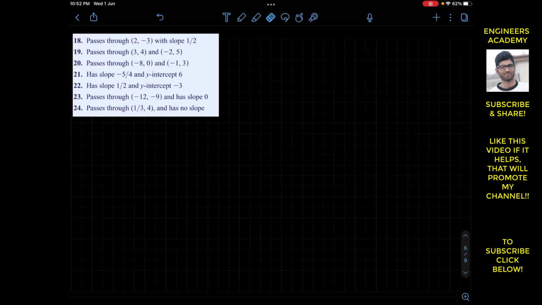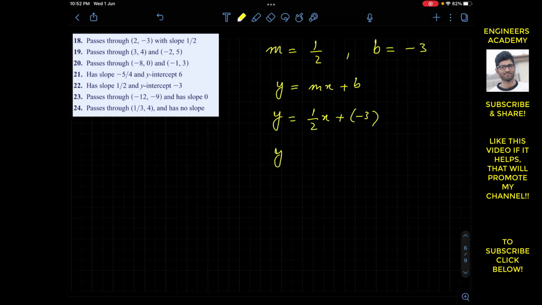Now the next problem is problem 22, and problem 22 says to find the equation of the line which has slope of 1 divided by 2 and y-intercept minus 3. So again we can write that the slope is 1 divided by 2 and the y-intercept is minus 3. Again we can use the slope-intercept equation, y equals mx plus b. So m is 1 divided by 2, times x, and plus b is minus 3. So y equals 1 divided by 2 x minus 3. So this is the equation of that straight line.